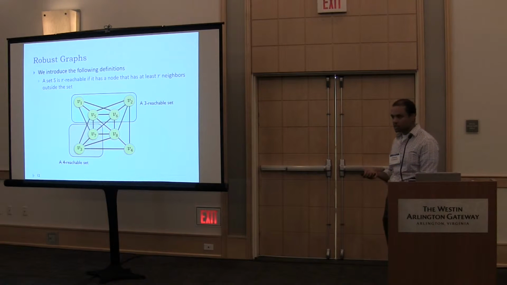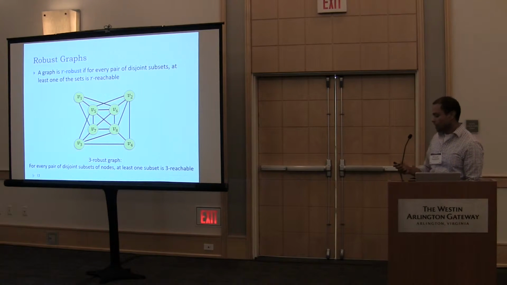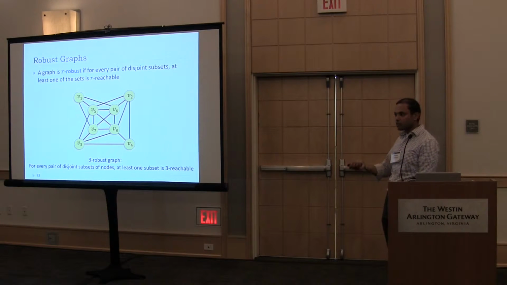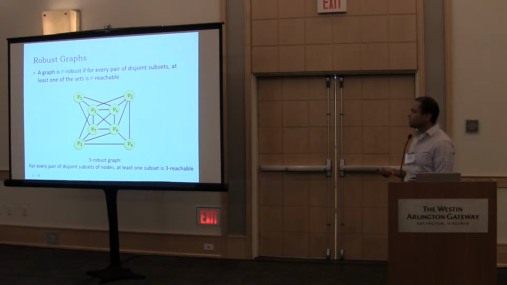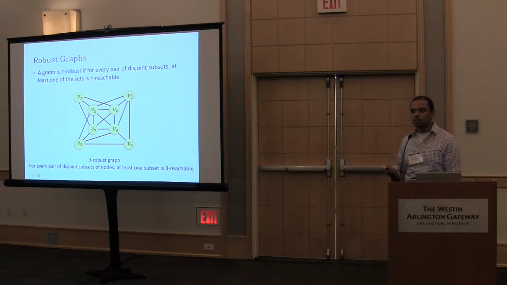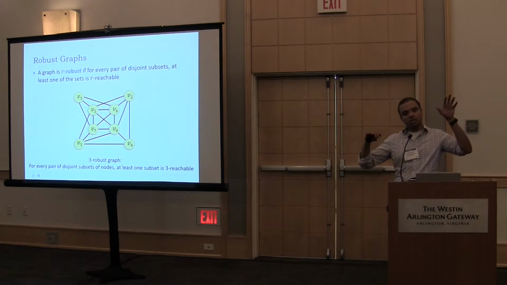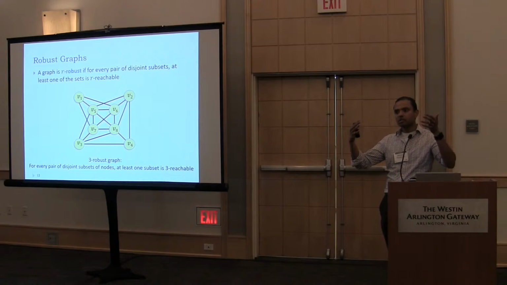So this R reachability is a set property telling you, is there a node that has enough friends outside? Okay, we're going to want a graph property. If I give you a graph for a network, I want to ask, will consensus succeed? So we're saying a graph is R robust if for every pair of disjoint subsets, at least one of the sets is R reachable. So we want to avoid the situation that we saw earlier where we could find 2 different subsets where neither set had a node that had enough neighbors outside.